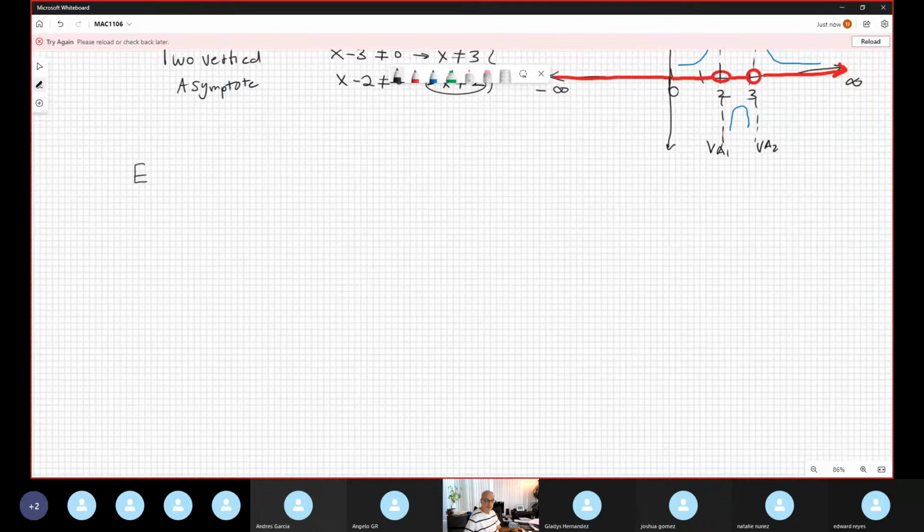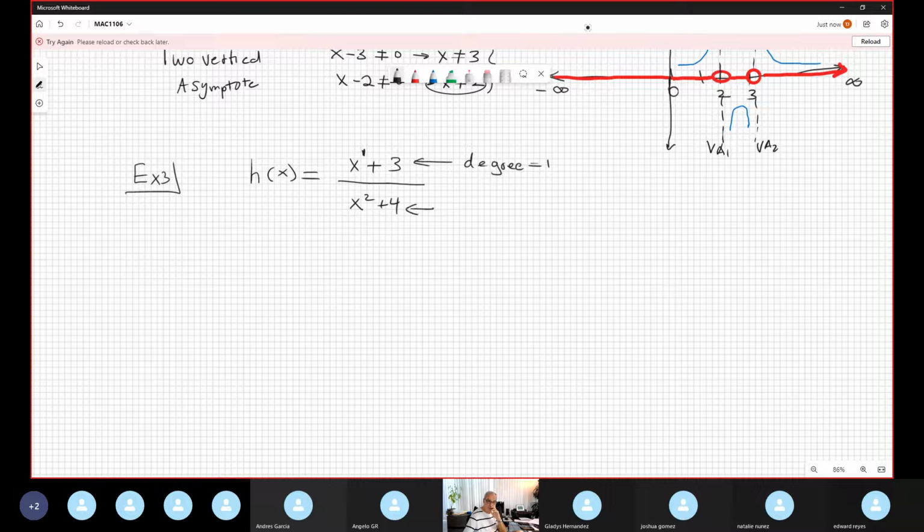Yes. Example 3 now. In example 3, the function is h of x equals x plus 3 divided by x squared plus 4. Okay, we have again a division of two polynomials. The polynomial on the top has degree 1, because the exponent here is an invisible 1, you know. And the polynomial at the bottom has degree 2.